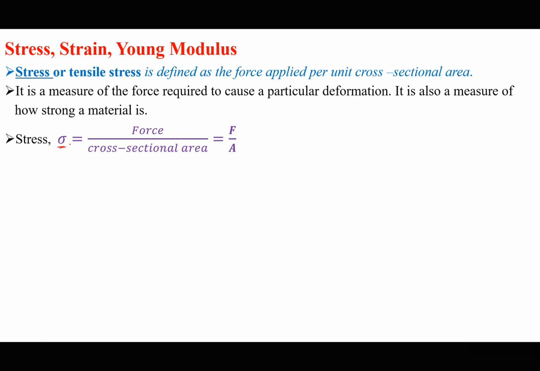We shall always use sigma for stress, the force per unit cross-sectional area. In an exam, you can just write the definition of stress as force over cross-sectional area. You don't write F over A, but you write force over cross-sectional area. And because the units of force are newtons and the units of area are meters squared, the units of stress are going to be the same as those of pressure, which are the pascals.